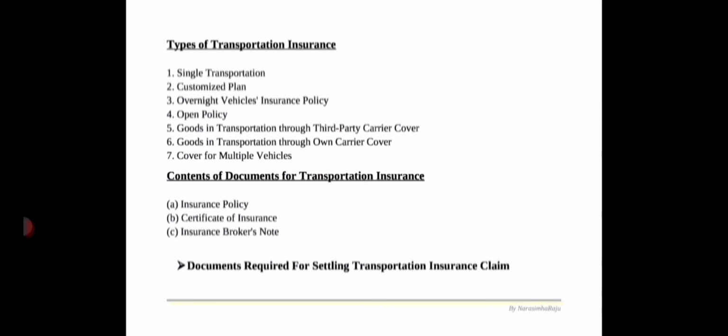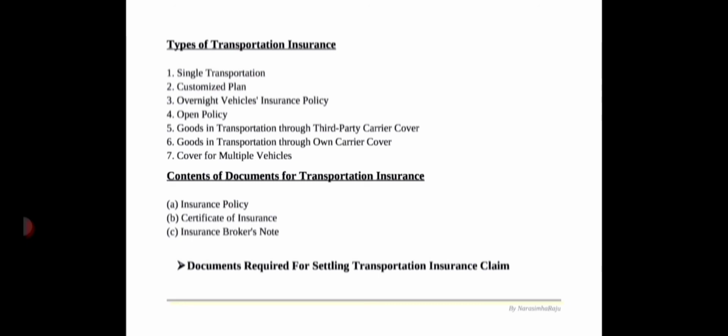And the next type of transportation insurance is goods in transportation through third party carrier. If your goods are being transported through a third party vessel or carrier, then that carrier may not take the risk of damage to the goods in it. You can therefore purchase this insurance plan to provide cover against the damage when the goods are transported through a third party carrier. And the next one is goods in transport through own carrier. If you are using your own vehicle for transporting your goods, then this insurance will cover the goods against damages.